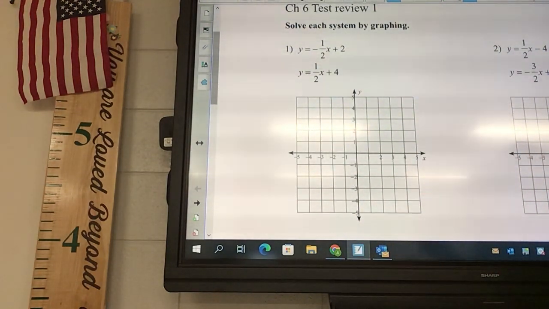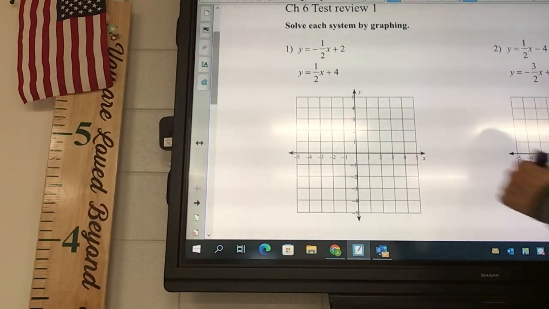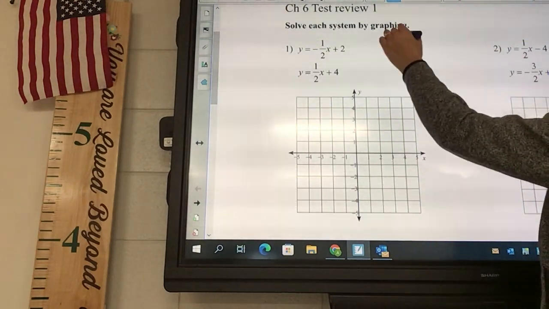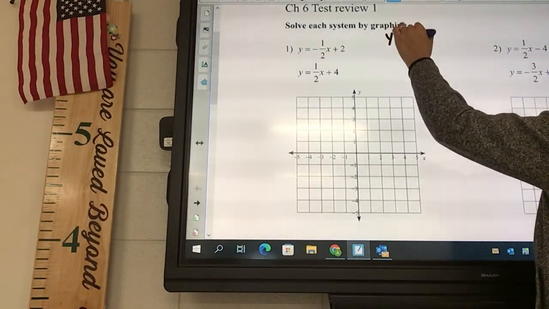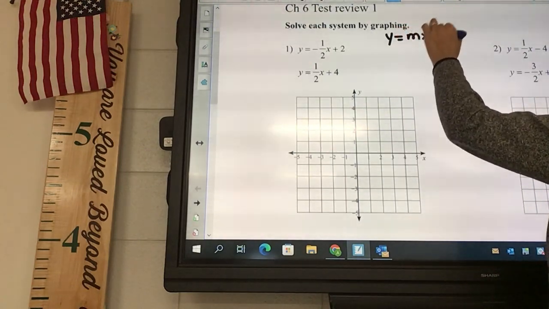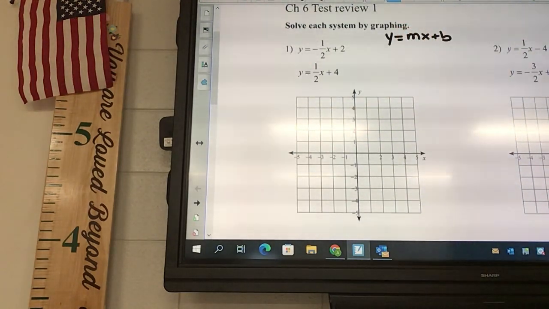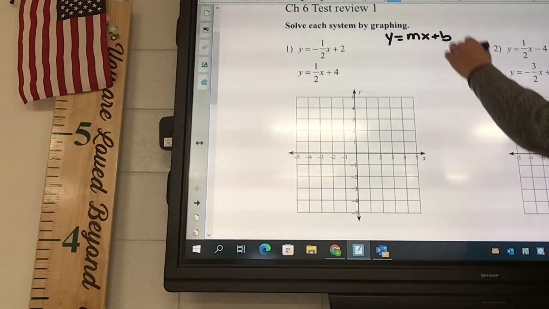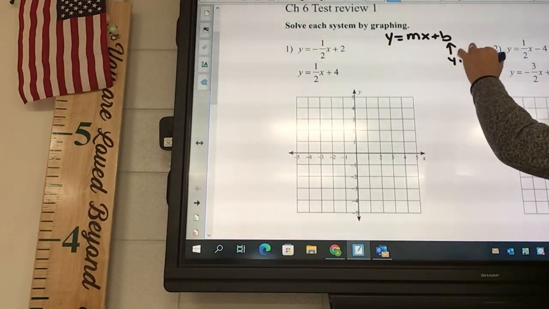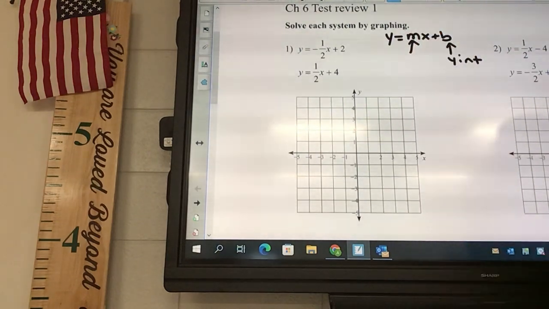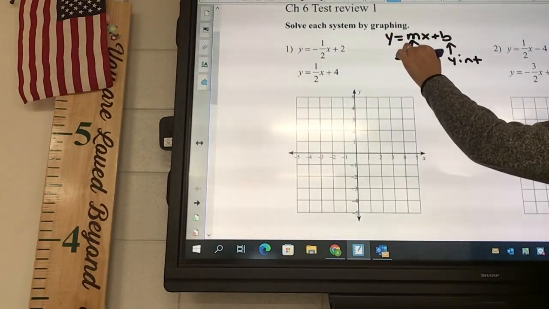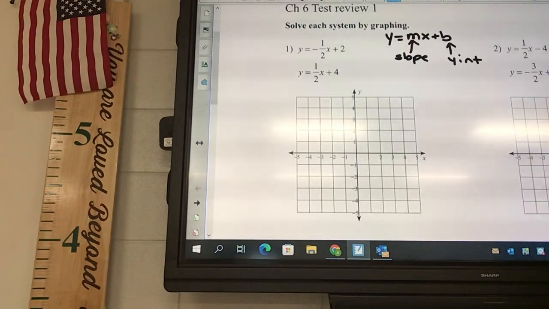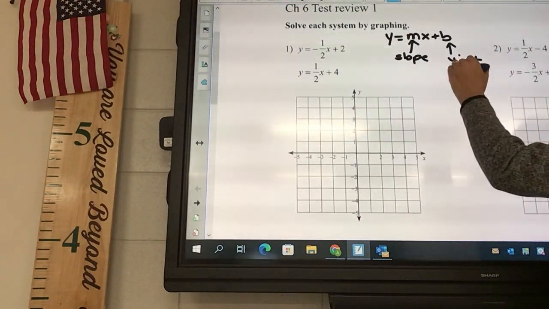Okay. So when we graph stuff in general, it needs to be in standard slope-intercept form. Okay. So it should look like y equals mx plus b. What does the b stand for? Y-intercept. The y-intercept. Okay. And the m stands for what? Slope. Okay, which one do you graph first? The y-intercept. Okay, so we graph this one first.